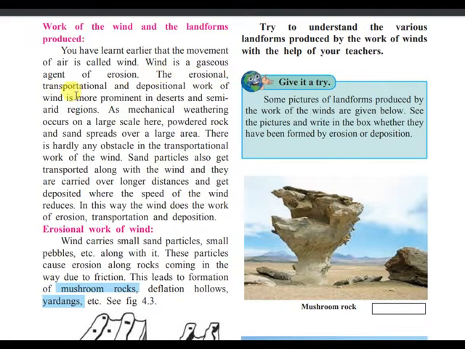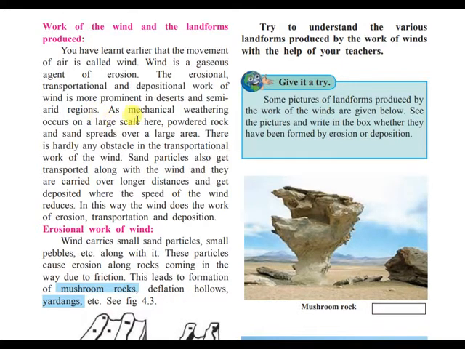See, the erosional, the transpositional and the depositional work of wind is more prominent in deserts and semi-arid regions. We have studied about this in chapter 3, the exogenetic processes part 1. It is also known as mechanical weathering. We know that at dry places the mechanical weathering works to a greater extent. So this is the example of that. See, as mechanical weathering occurs on a large scale here, powdered rock and sand spreads over a large area. There is hardly any obstacle in the transpositional work of the wind.